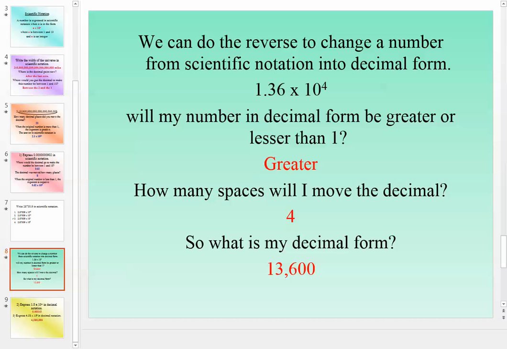In this case, it's a positive number, so it means I'm going to end up with something greater than 1. And the 4 tells me I need to move my decimal point 4 spots. So 1, 2, 3, 4. I'm going to have these empty spaces over here. I need to backfill those with zeros. So when I take this out, I move my decimal 1, 2, 3, 4. It's now here. Bang, there's my number. So 1.36 times 10 to the 4th is the equivalent of 13,600. Those two numbers mean the exact same thing.